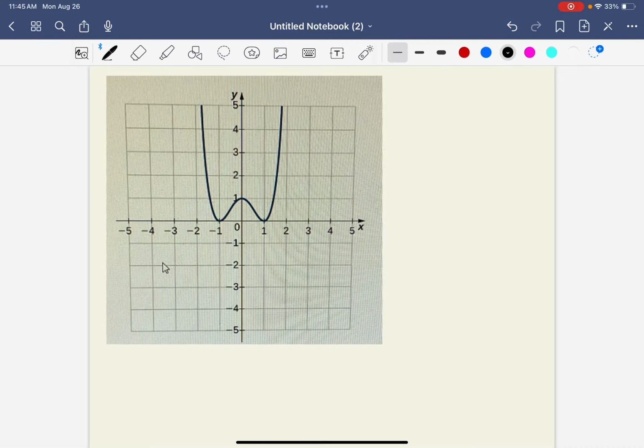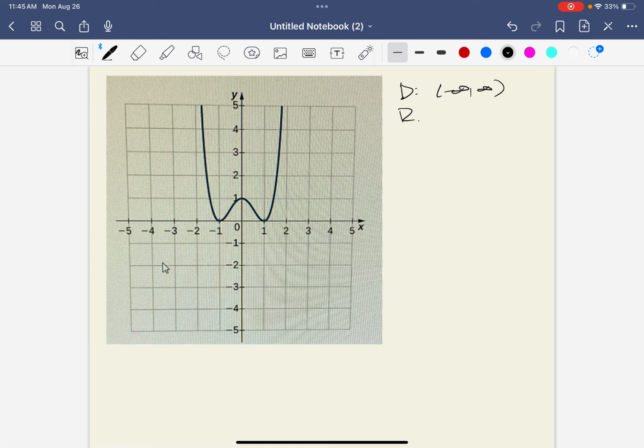Here's number 29. So for number 29, we want to talk about first the domain. That is part A. Part A is to find the domain. For the domain for this one, it is all reals, or in other words, negative infinity to infinity.